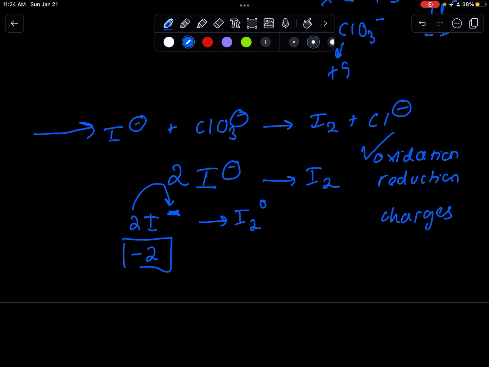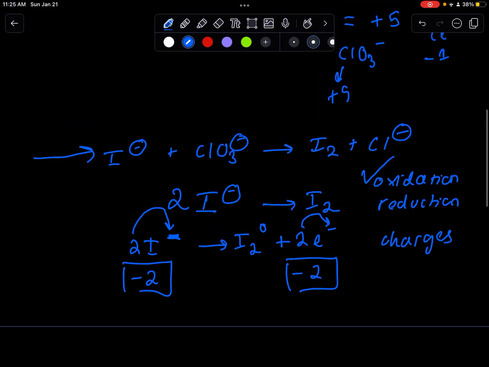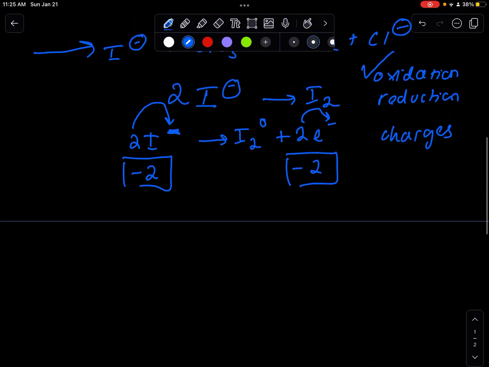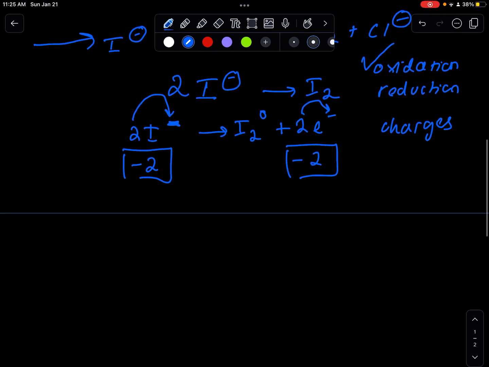So if this is -2 here and this is 0 here, these charges are not equal. So we make them equal by adding 2 electrons. Because each electron has a -1 charge. 2 times -1. So this is an example of how we've balanced this first half reaction. Let's go ahead and balance the second one.